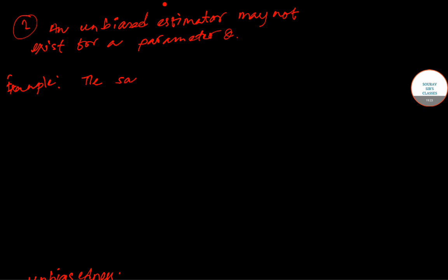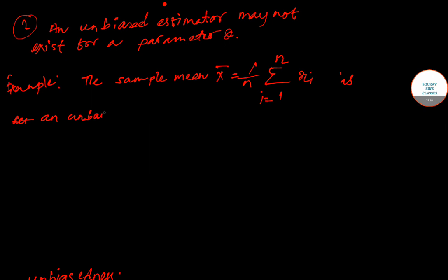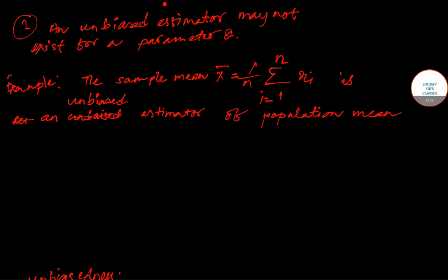So for example, the sample mean x bar, which is 1 by n summation of xi, where i is running from 1 to n, is an unbiased estimator of the population mean mu. So expectation of x bar is equal to mu.